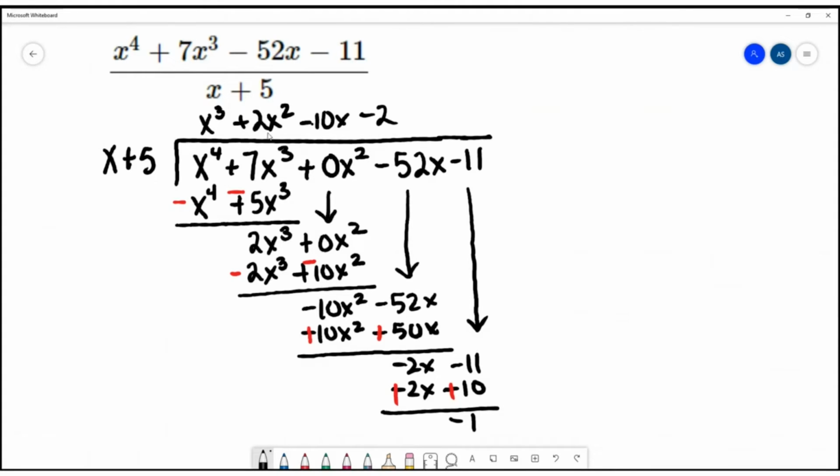We've got our quotient, which is x cubed plus 2x squared minus 10x minus 2, and our remainder of negative 1.